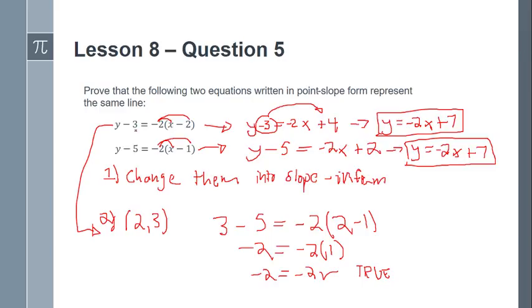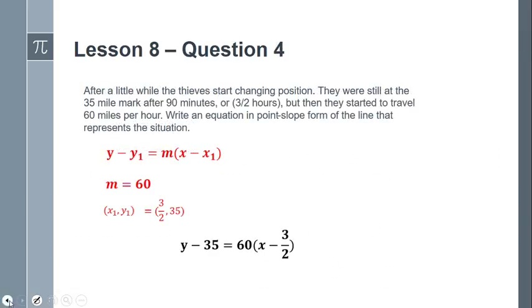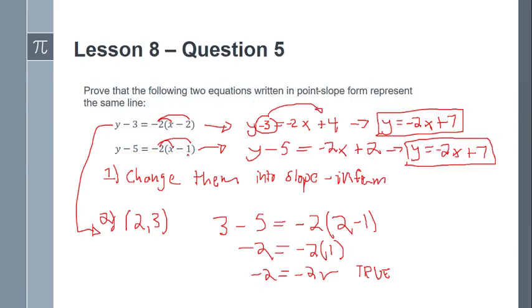You could also do it vice versa, right? Take the point that is indicated on the second equation, which is the point (1, 5), and plug it into the top equation and verify that you get a true statement there as well.